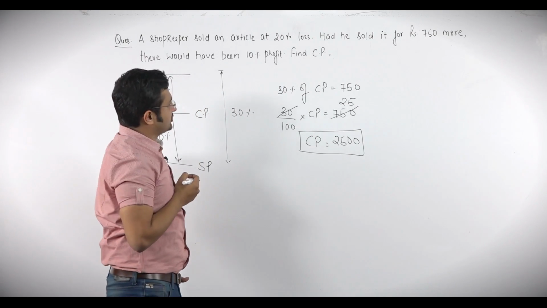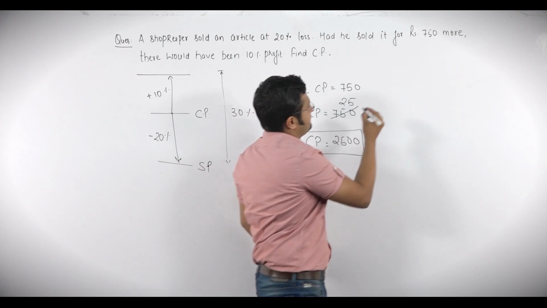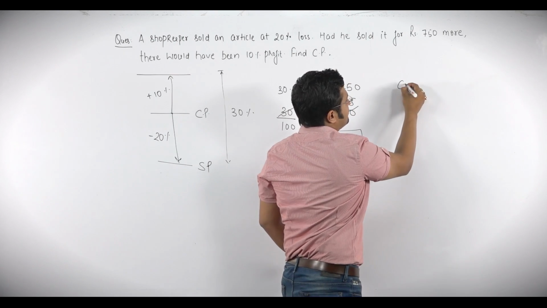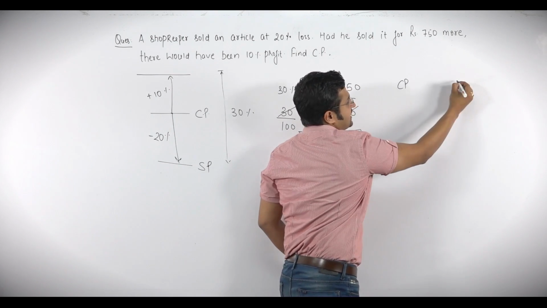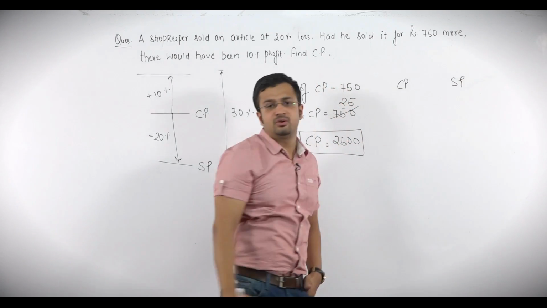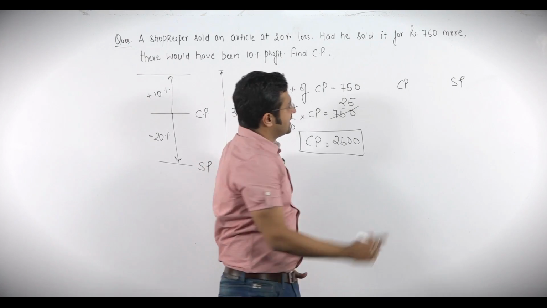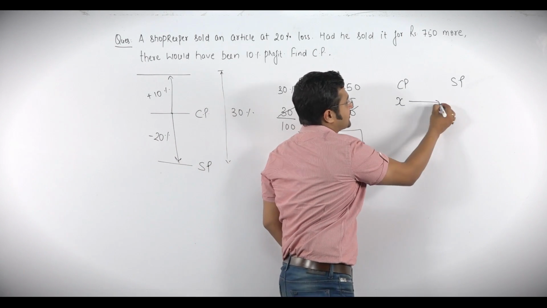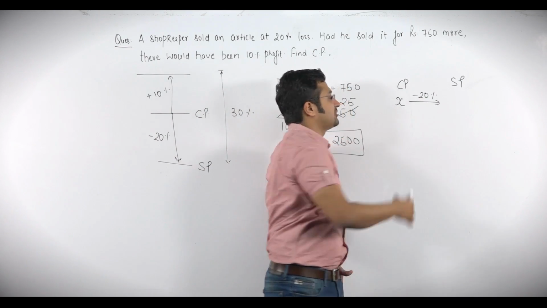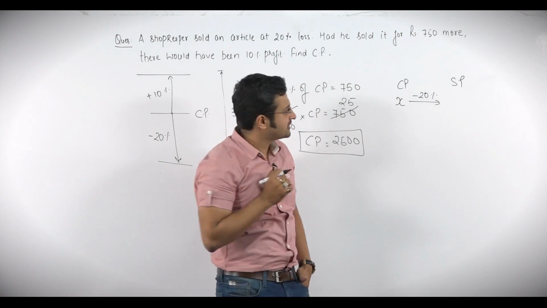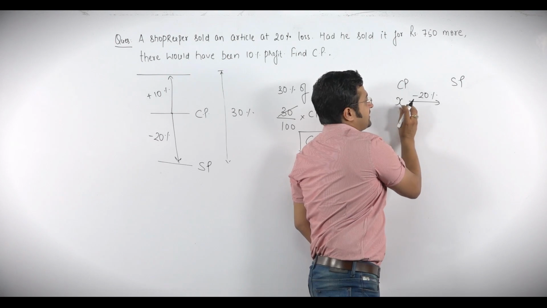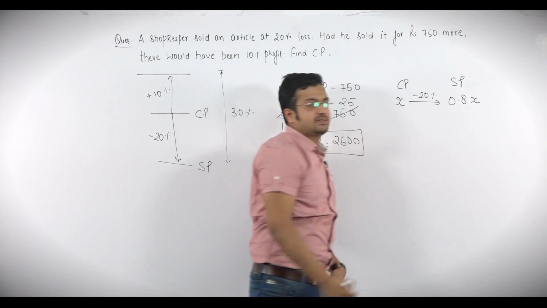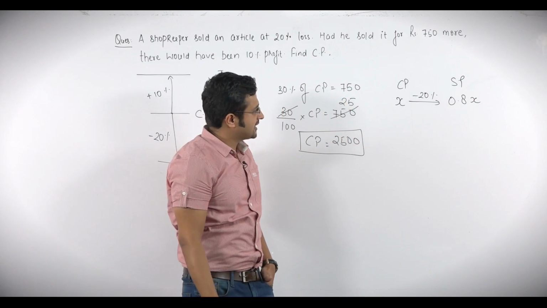There is one more method to solve this. Now, he sold the article at 20% loss. So here is CP, here is SP. You know CP is initial value always and SP is final value. If I assume CP to be equal to X and there is 20% loss, if you remove 20% from something, 80% is left. I have told you several times, minus 20% means 80% is left. That means 0.8x. Yes, final value is 0.8x.